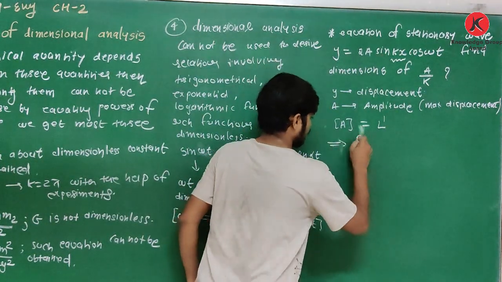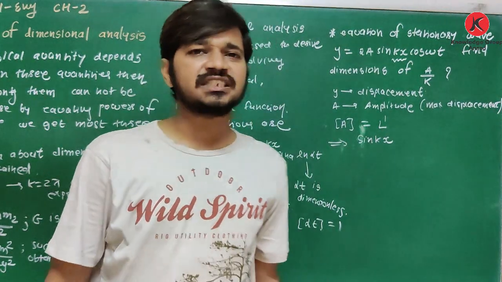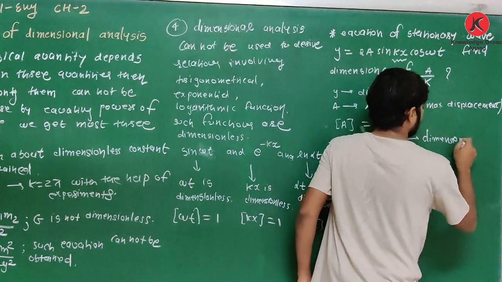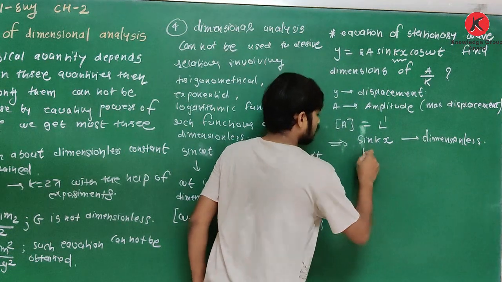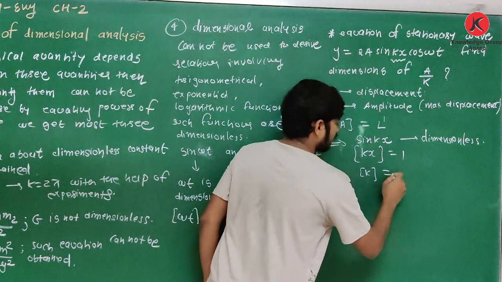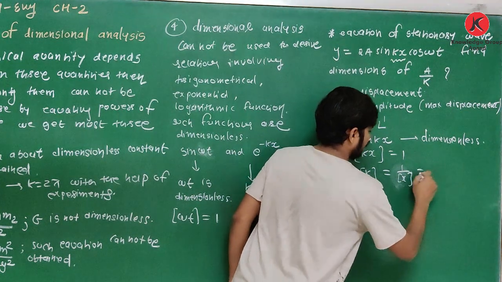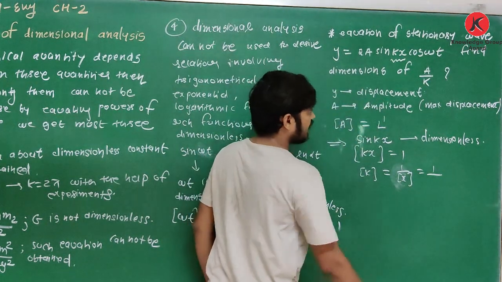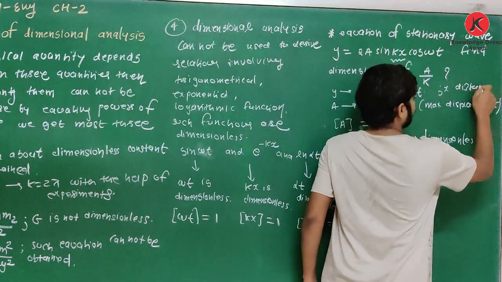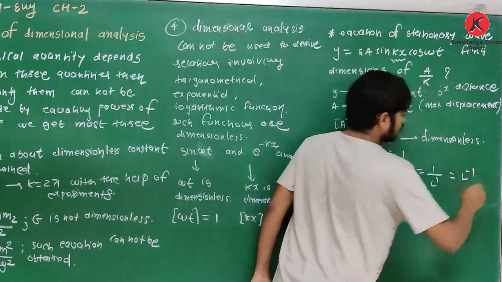So see here, sin kx. Sin means trigonometric function. A trigonometric function is dimensionless. Yes, sin kx is a trigonometric function, so it is dimensionless. So how can I write this? I can write kx is equal to 1. So to find the dimensional formula of k, it is 1 upon the dimensional formula of x. What is the dimensional formula of x? X means distance. So the dimensional formula of x is L1. So I can write that of k is L minus 1.